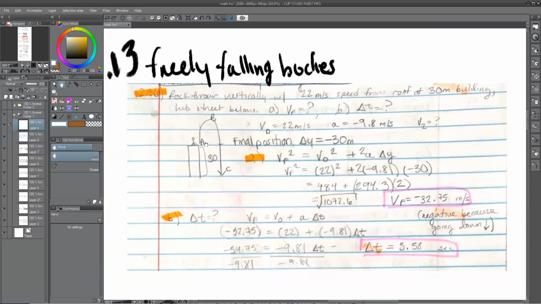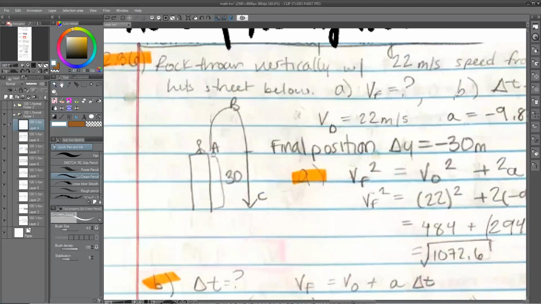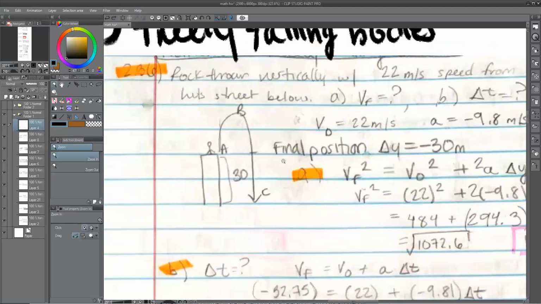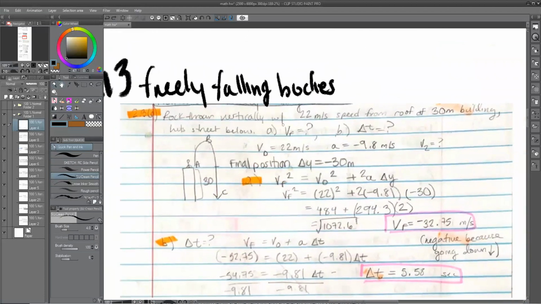So our data, basically, we can visualize this as this little visual over here. It's thrown from the ledge of a building. Your rock is thrown from the ledge of a building. It goes up, and then it comes back down. So you have your initial point, which is point A, your middle point, which is point B, and then your bottom point, which is point C. So if it's thrown vertically at 22 meters per second from this 30-meter tall building, we know that our v initial is 22 meters per second.